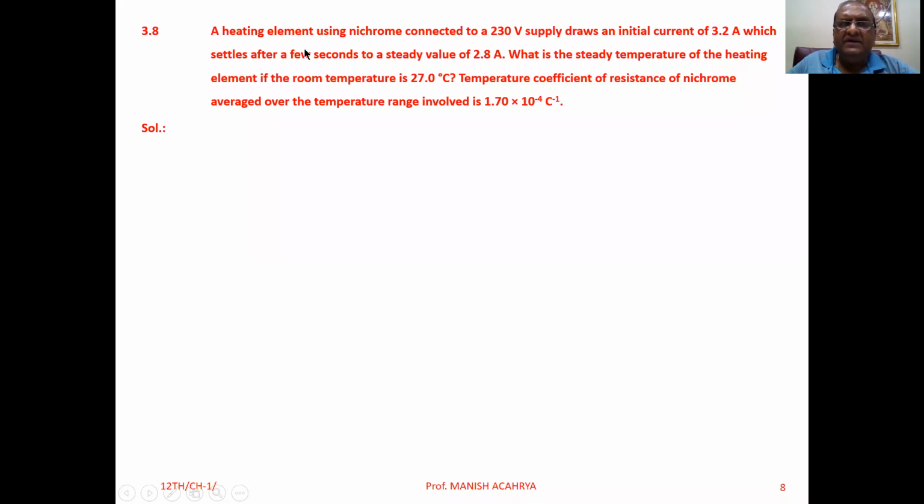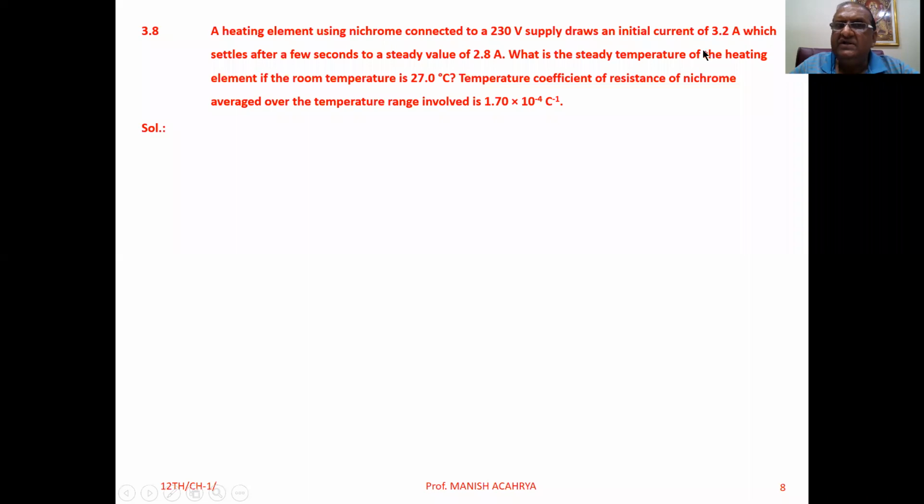3.8. A heating element using nichrome connected to a 230 volt supply draws an initial current of 3.2 ampere, which settles after a few seconds to a steady value of 2.8 ampere. What is the steady temperature of the heating element if the room temperature is 27 degrees Celsius? Temperature coefficient of resistance of nichrome averaged over the temperature range involved is 1.7 into 10 raised to minus 4 degrees Celsius inverse.